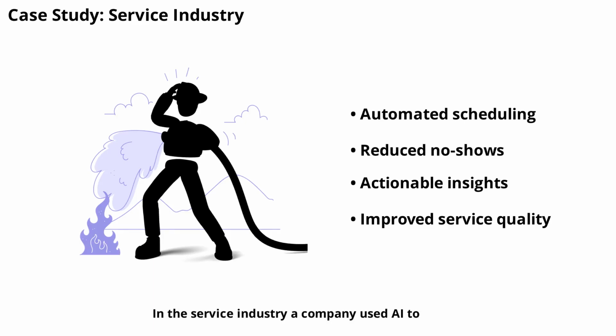In the service industry, a company used AI to automate appointment scheduling and feedback collection. This led to a 40% reduction in no-shows and more actionable customer insights. The automation allowed staff to focus on delivering high-quality service, demonstrating the versatility of AI across different sectors.